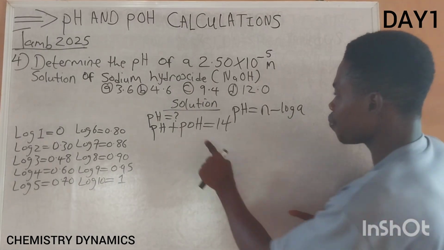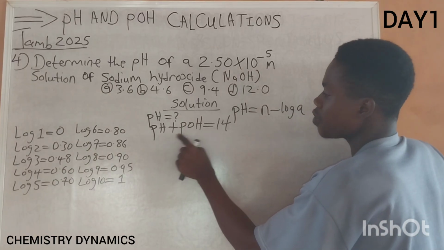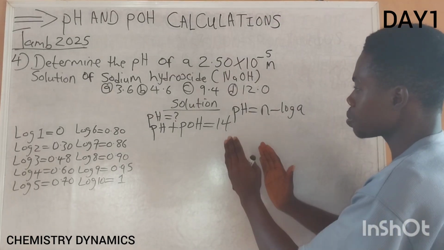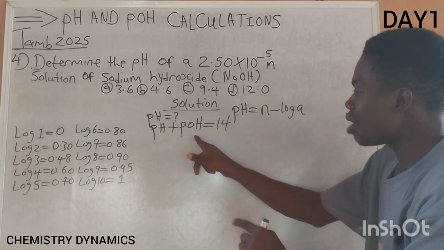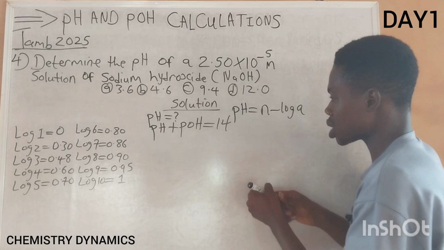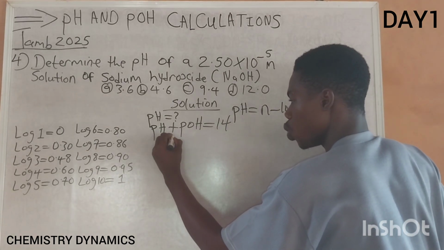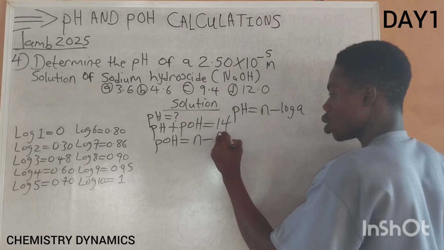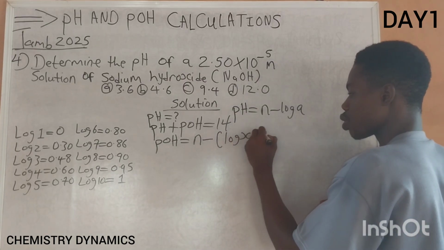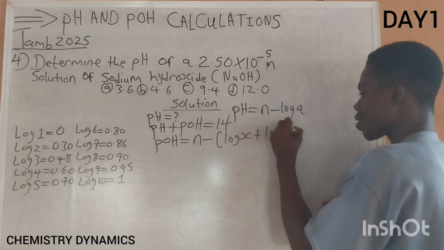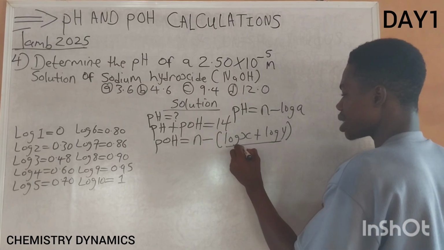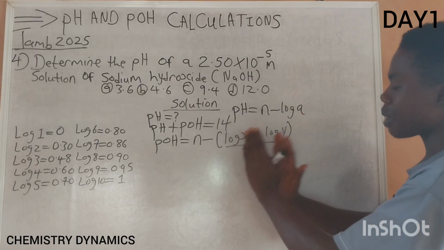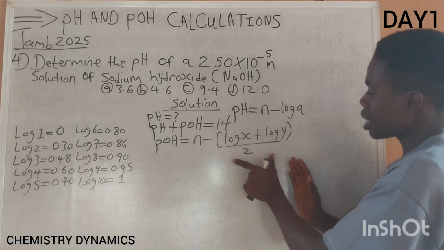Don't forget, I said we are going to find our pOH first before finding the pH, because the question says we should find the pH. So that's what we are going to do for this particular question. Now, in finding our pOH, this is the formula that will be revealed to us. pOH equals N minus open bracket log S plus log Y close bracket, divided by 2. This is the formula that will be used for this particular question.